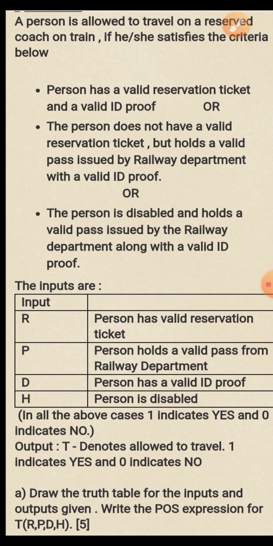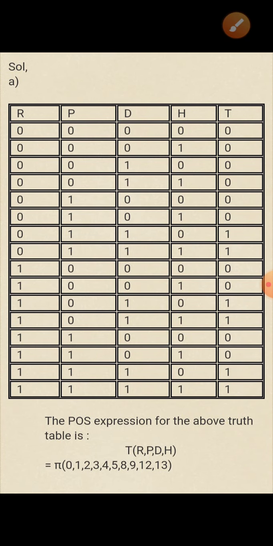Output variable we are using is T, and denotes allowed to travel. 1 indicates yes, 0 indicates no. Draw the truth table for the input and output given. Truth table has to be drawn and write the POS expression. So do it yourself, and here it is the solution.